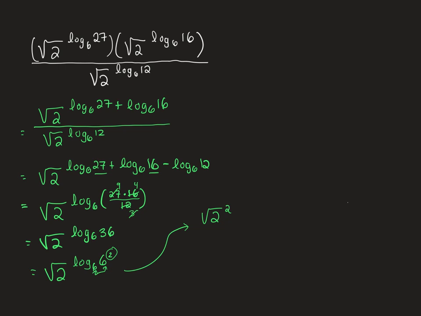And square root of 2 squared would simply equal 2. And there we go. Hope that helped.